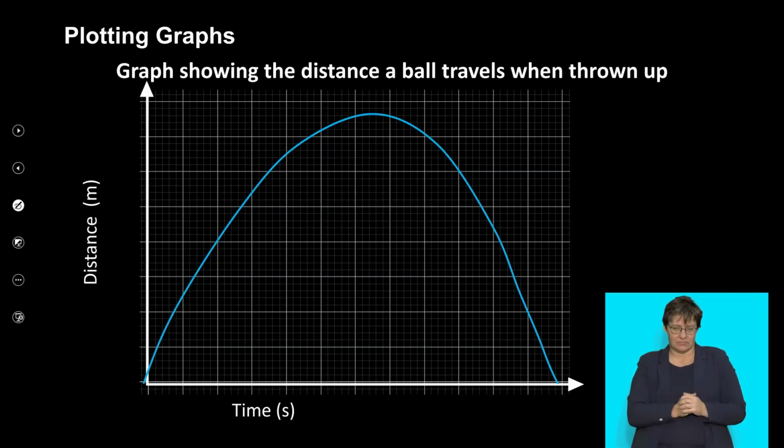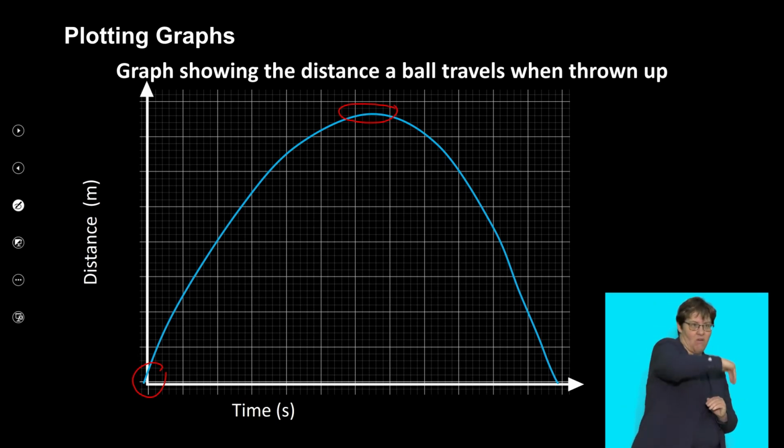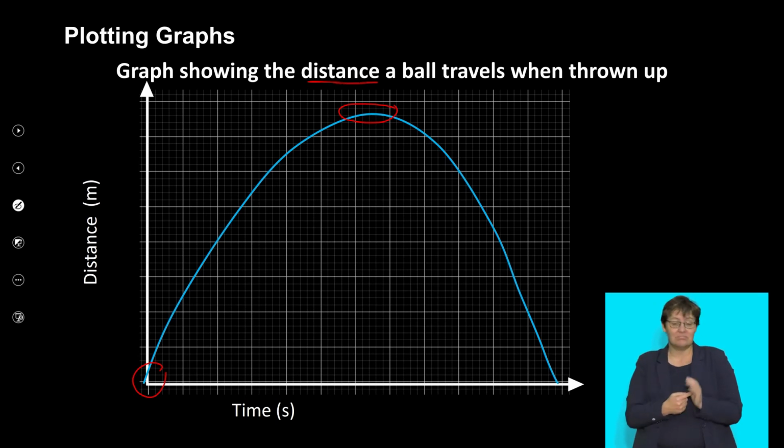But it's not only where it starts from. So this one, we're looking at starting just on that side, but we're looking at the maximum value as well. And the maximum value over here is somewhere in that region there. I haven't put values on this axis, but I just wanted to show you that there's an important feature that happens when we get a curve like this. This is the graph showing the distance a ball travels when it's thrown up.